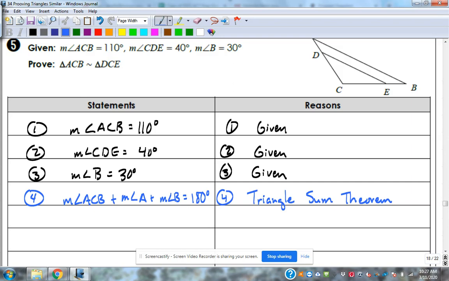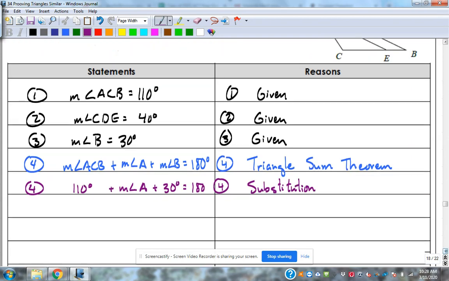And then we know that the measure of angle ACB is 110. And we know that measure of angle B is 30. So what have I done? I've substituted the angles that I knew. And then I wrote 4, it's supposed to be 5. Can't count. I can do a proof, but I can't count. It's okay. No panic.